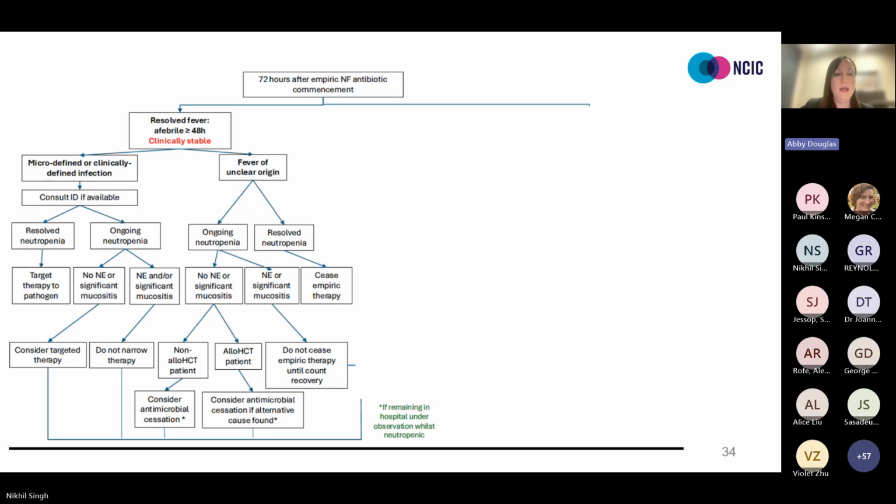But if there is that significant mucositis, we do suggest to continue broad therapy until the neutrophils recover. On the middle part of the slide, if there is a fever of unclear origin, we haven't identified a pathogen, and they're still neutropenic, but they don't have mucositis. So there's no mucositis, ongoing neutropenia, but otherwise well. This is the area of the HOW LONG study of de-escalating antibiotics to ceasing antibiotics. We do differentiate between allos and non-allos, mainly just because for the allo patients, there's not as much data. They were fairly underrepresented in the HOW LONG study. So we just make it more of a consider.